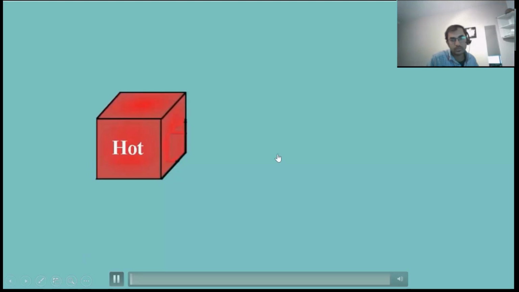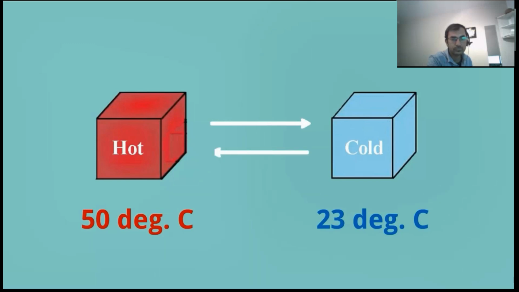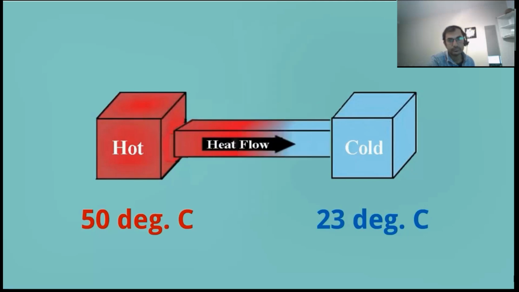Let's consider a hot body kept at 50 degrees centigrade, and a cold body set at 23 degrees centigrade. Now what do you think? Will heat flow from the hot body to the cold body, or from the cold body to the hot body? Definitely it will go from the hot body to the cold body, or from higher temperature to lower temperature. So heat flow happens from hot body to cold body.